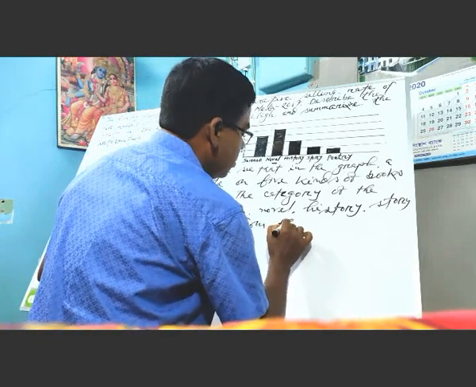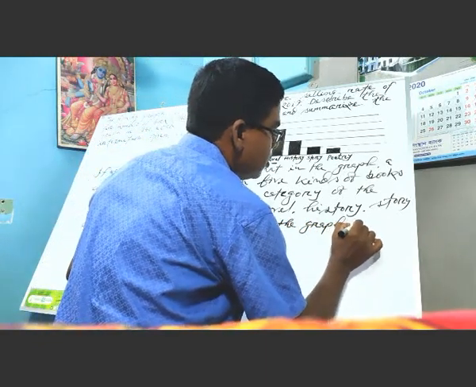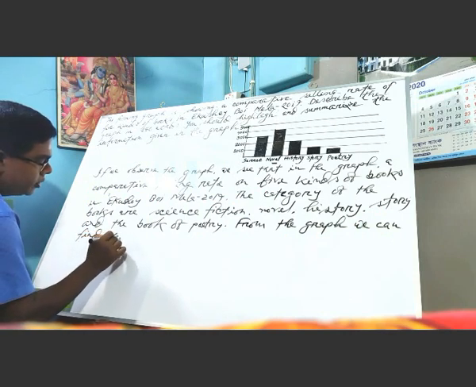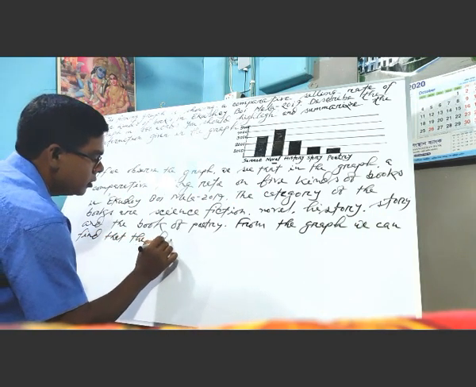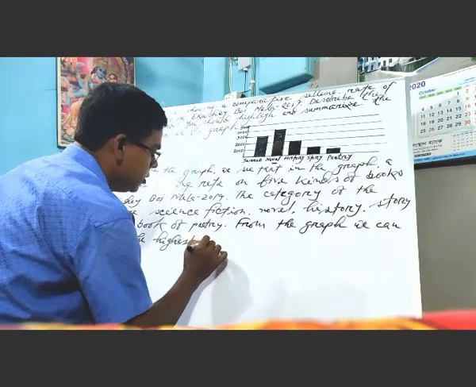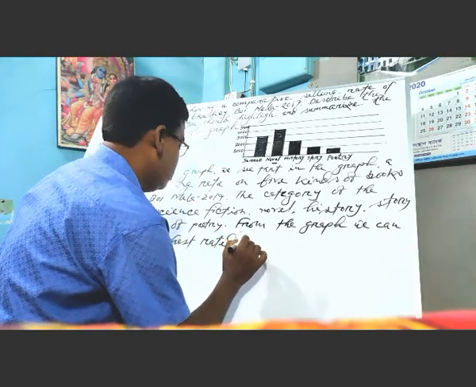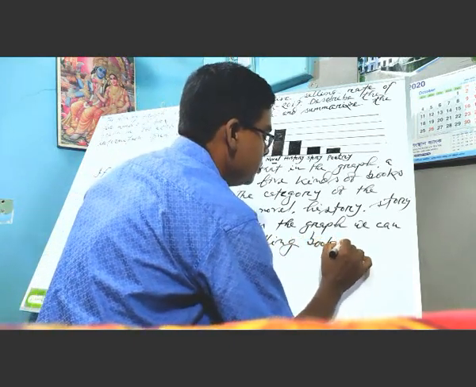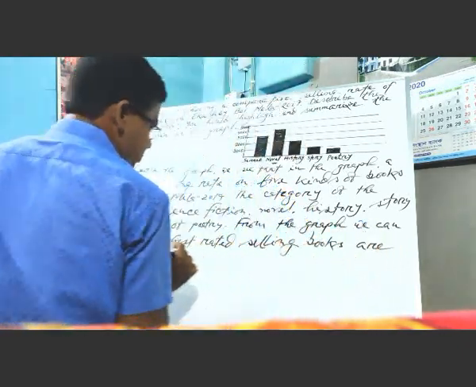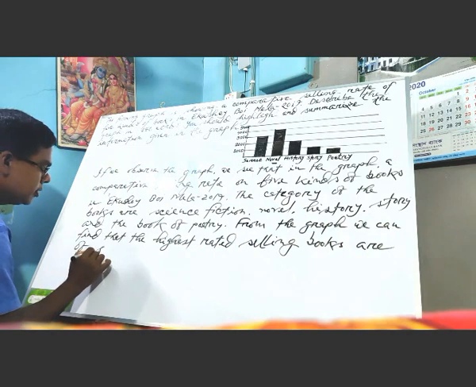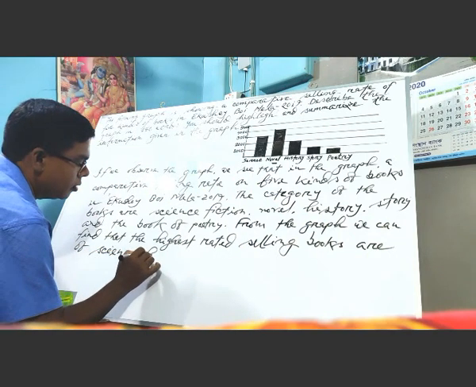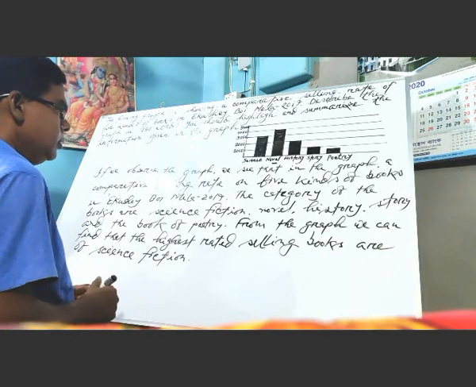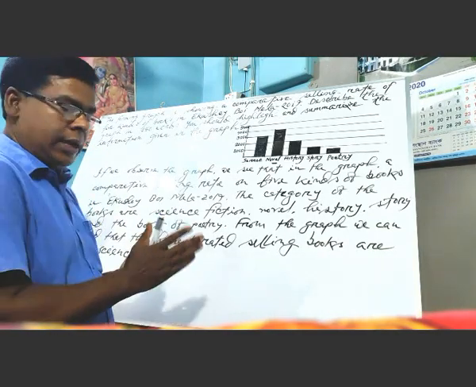From the graph we can find that the highest rated selling books are of science fictions. Okay, students, science fictions, and then you can start write. This is the technique also.